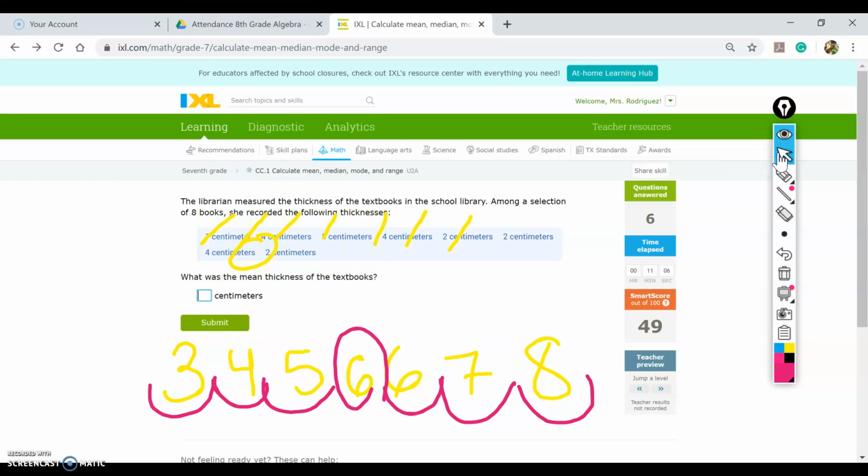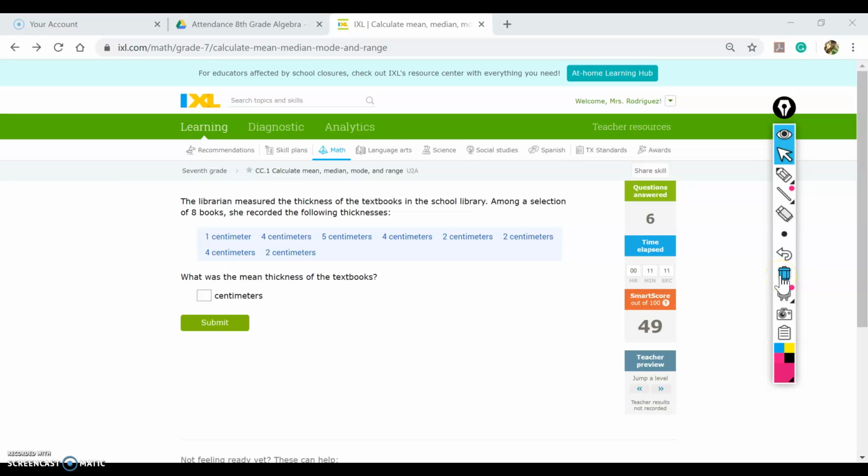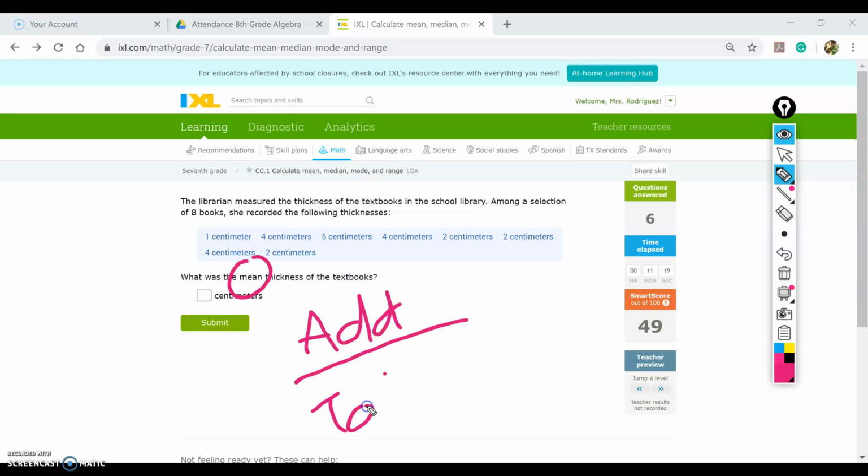Okay, so I think that's all I'm going to explain on this problem. Look how they're asking you to find the mean. So you're going to do exactly the same thing that I did before. You're going to add the numbers and then divide by the total number of numbers, right?